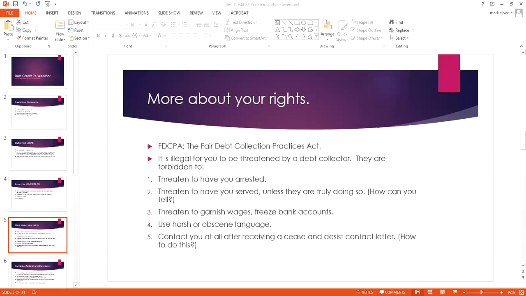So cease and desist phone call, certified mail, keep the receipt for the certified mail, look up when it's been delivered, have that printed out and on you. And if they call you after that, I'll tell you where to go to file a complaint. They'll be fined. Fair Debt Collection Practices Act also gives me a lot of power in helping you.